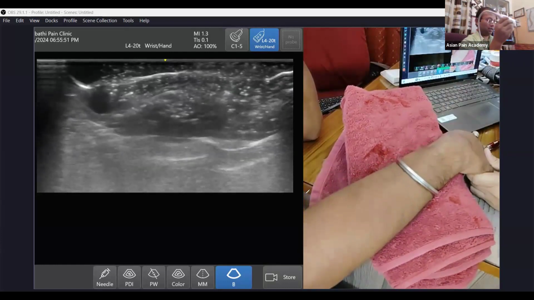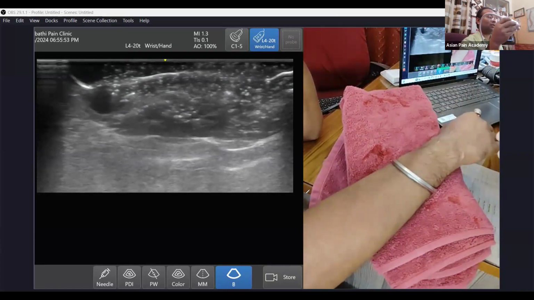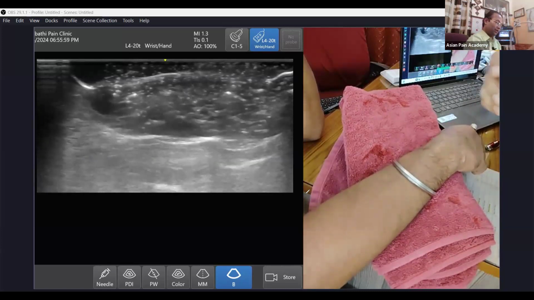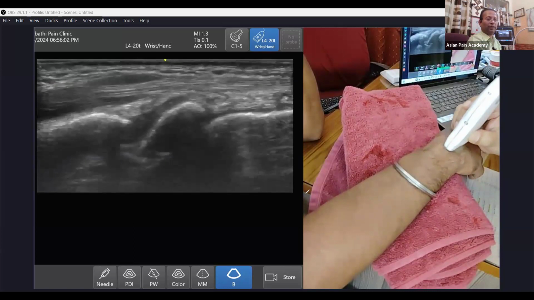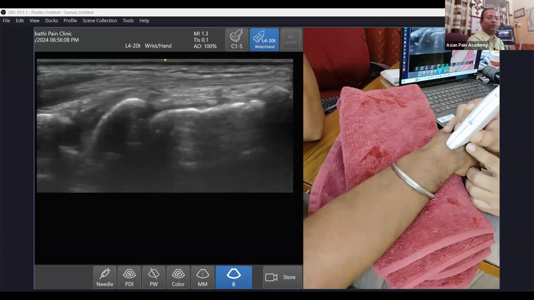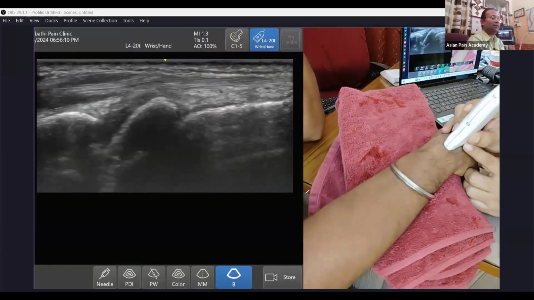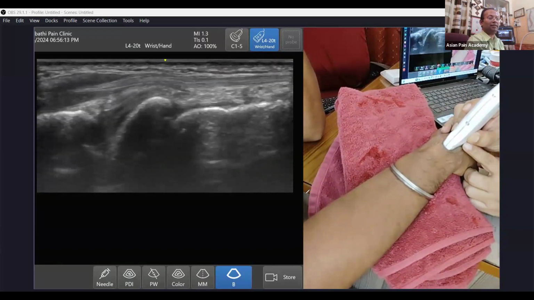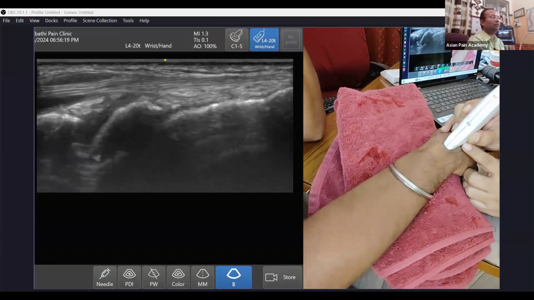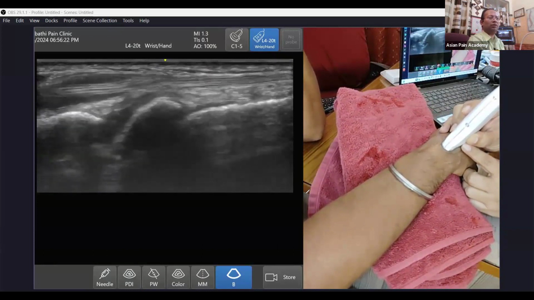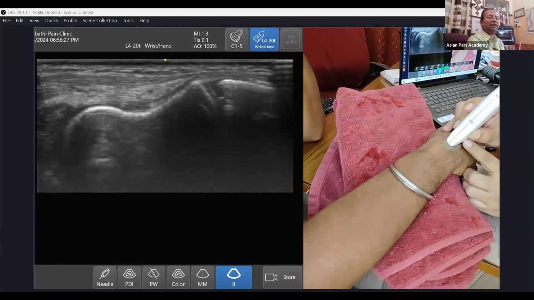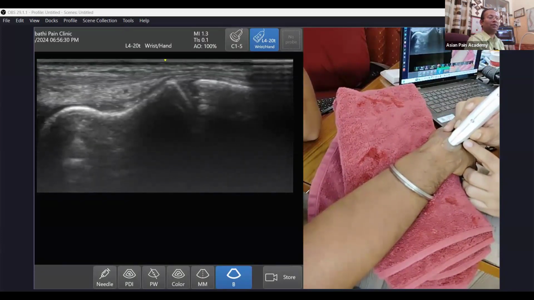If I put the probe over the middle finger in a long axis manner, in this way, so what are the bones? Already I showed you the picture. So on the left side, it is the radius. In between, it is the lunate. Radius, lunate, and then comes capitate, and then comes the metacarpal starting.